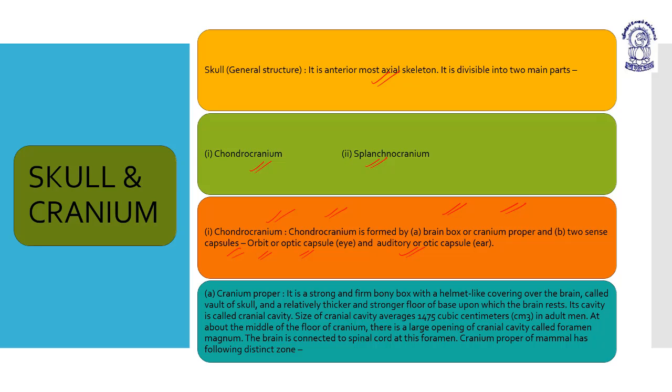The average size of the cranial cavity is around 1475 cubic centimeters; 1475 ml is the brain capacity in adult men. About the middle of the floor of the cranium, there is a large opening of the cranial cavity called foramen magnum. The brain is connected to the spinal cord at this foramen. Cranium proper of mammal has the following distinct zones.